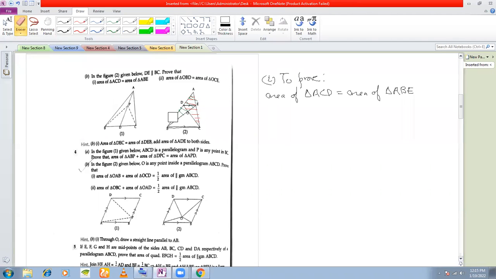Okay, so how do you show? I hope you can see the figure very clearly. I don't need to draw the figure, right? Can you see the figure clearly? Yes, sir.